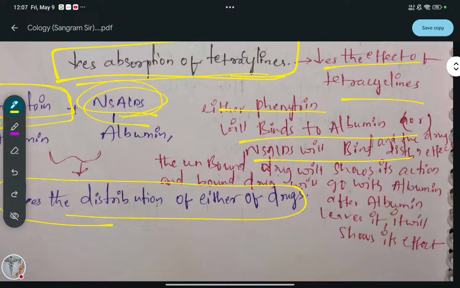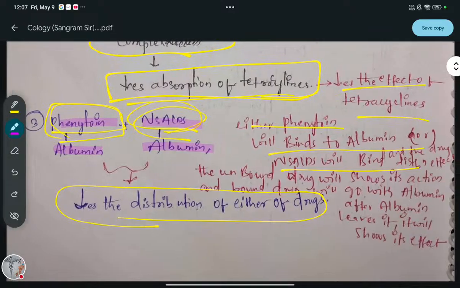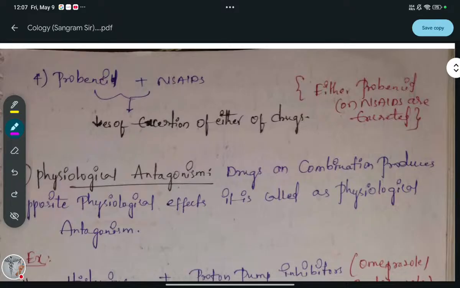So ultimately what I want to say is that if you take NSAID along with the phenytoin or phenytoin along with the NSAID, then both phenytoin and NSAID bind to the albumin. So what will happen? Either phenytoin will bind or NSAID will bind. The one which binds will not show its effect. The ones which are released after that will show their effect. So ultimately, it will decrease the distribution of either drug. When the drug is bound with the albumin, after that the distribution takes place. So if it is unable to bind with the albumin, there is no distribution.